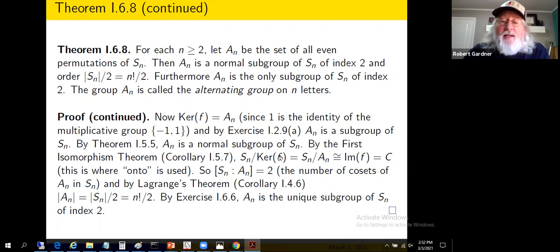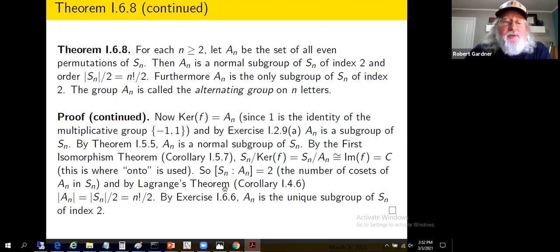So the cardinality of this group is the same as the cardinality of this group to which it's isomorphic, when C only has 2 elements in it. So S sub n mod kernel of F only has 2 elements in it. That is, there's 2 cosets there. And the index of A sub n in S sub n must equal 2.